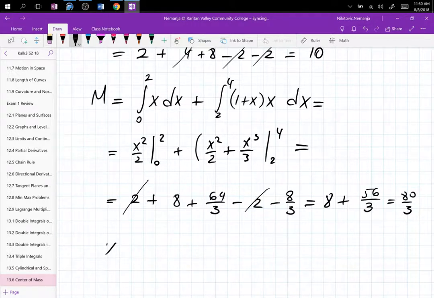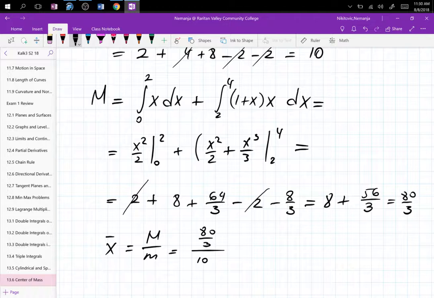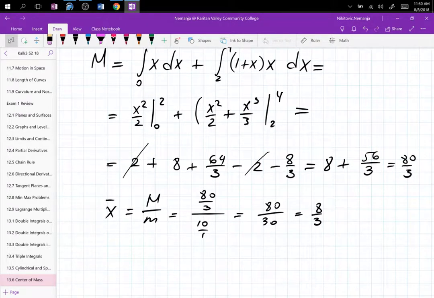So our x bar is the moment divided by the mass. The moment is 80 over 3, divided by 10. You can put 10 over 1 if you want to. So this is 80 over 30, which is 8 thirds. So x bar is 8 thirds.